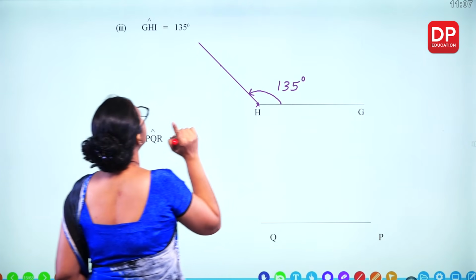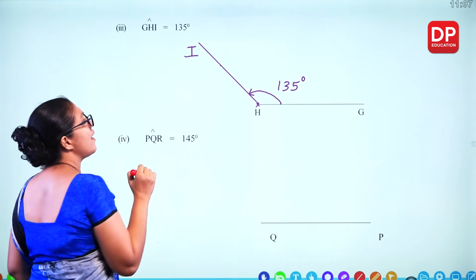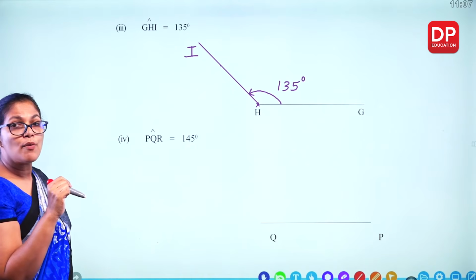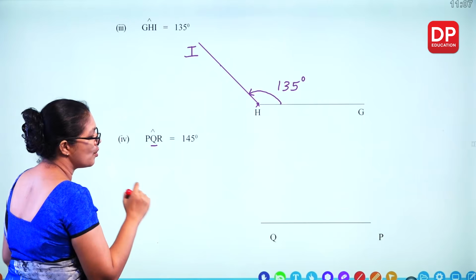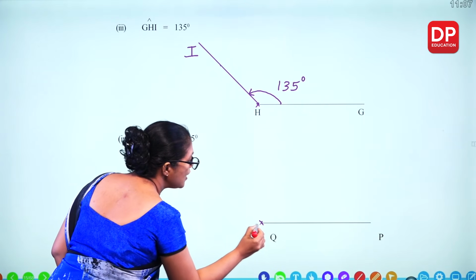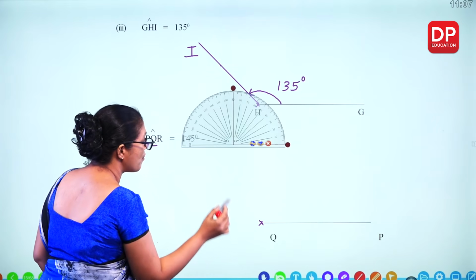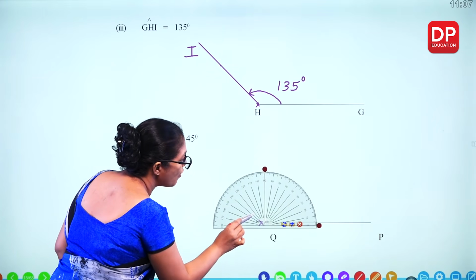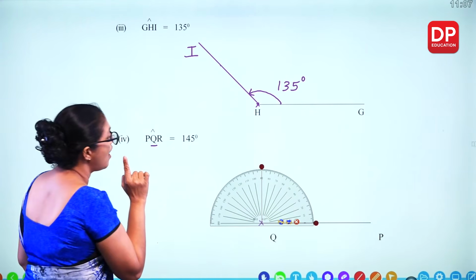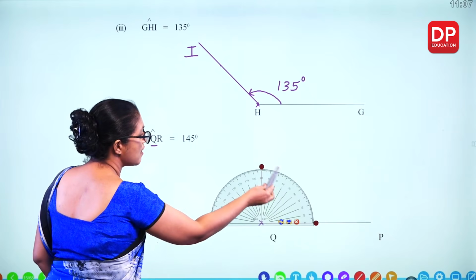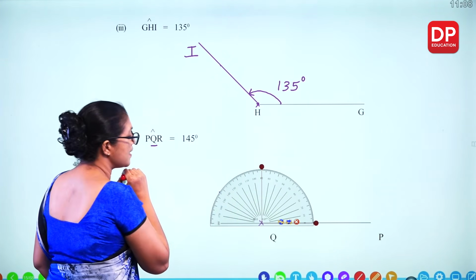135 degrees, GHI. This point is I. PQR is 145, so the angle is at Q. That means to this point we need to draw the angle. Take the protractor and keep the origin on top of Q. Measure 145 anti-clockwise. 140 here, 145 is here.